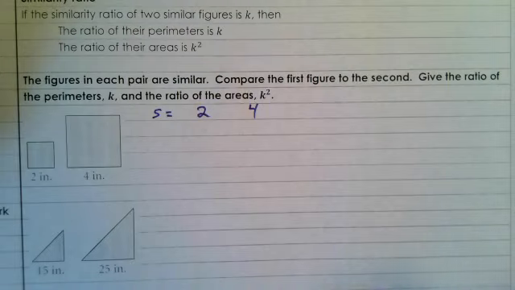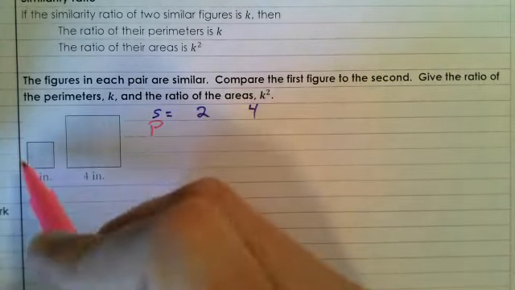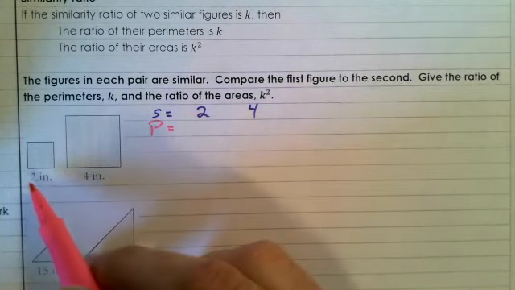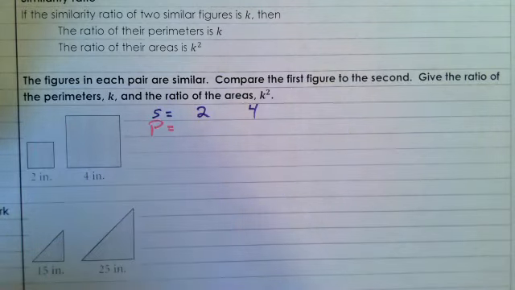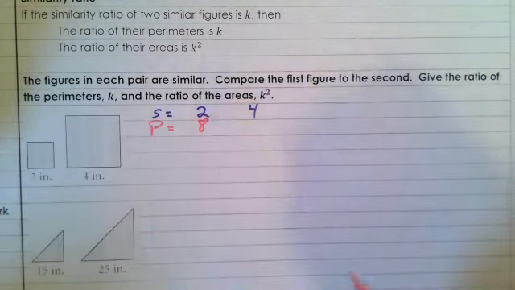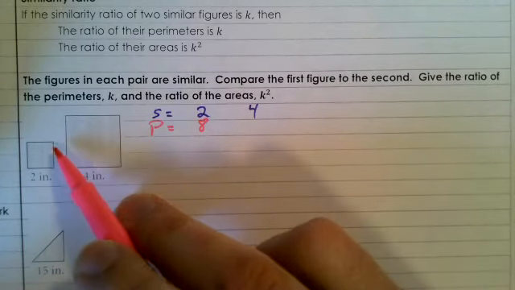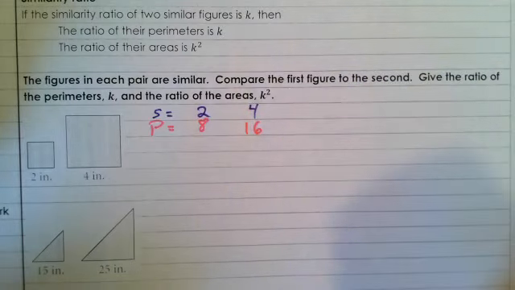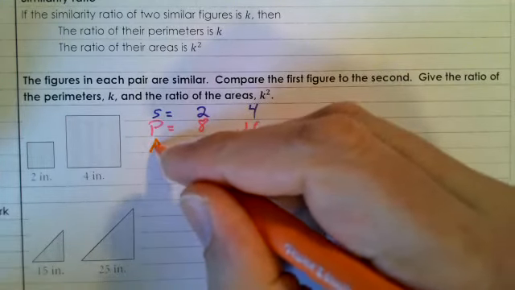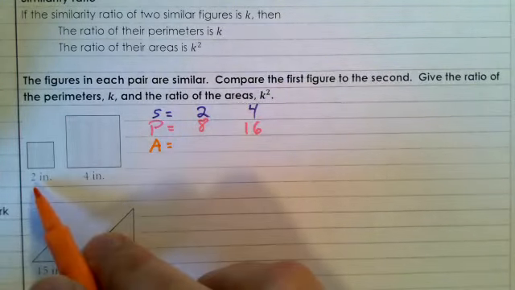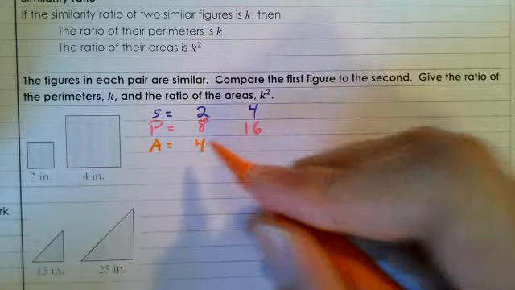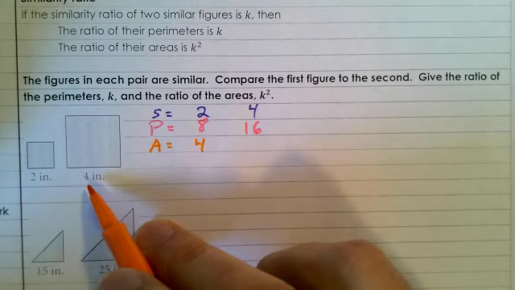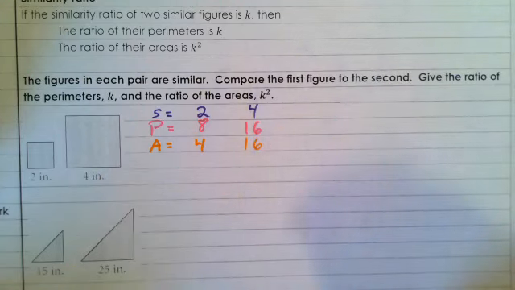If we look at their perimeters, the perimeter is the distance around this shape. So the small one is 2 plus 2 plus 2 plus 2, which is 8. And the big one is 4 plus 4, which is another 8, and another 8. So that's going to be 16 if we go around that figure. And then the area of these two figures, the area of this one is 2 times 2, which is 4. And the area of this one is 4 times 4, which is 16.